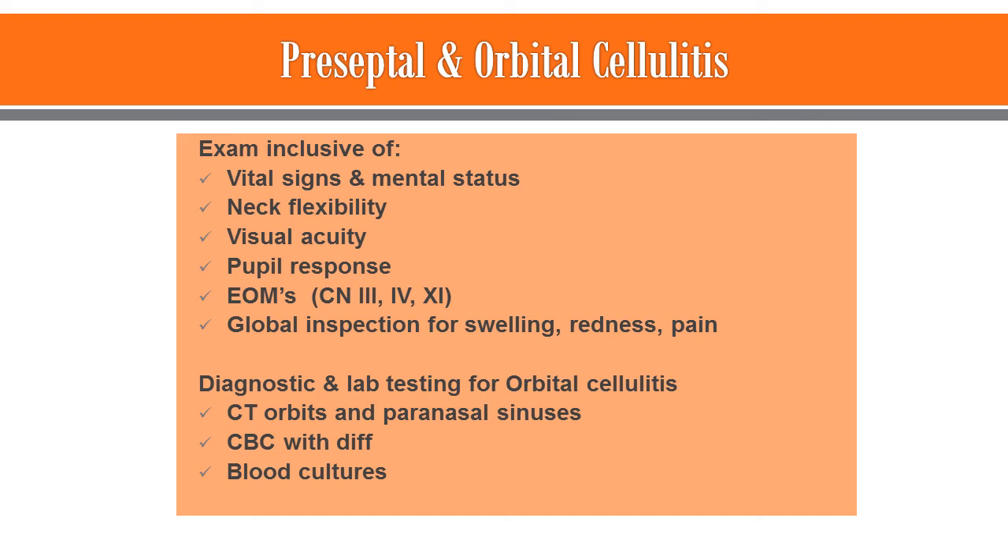If someone has orbital cellulitis, most likely you're not going to be doing the diagnostic testing and lab testing in the office. You're going to be referring them immediately. But if they are referred to the emergency room, they can be expected, and you can tell them that they'll probably have a CAT scan of their orbit and the paranasal sinuses with contrast, and they'll also have blood work done, blood cultures done. So that's something that you can tell the patient to expect if they are admitted to the hospital.